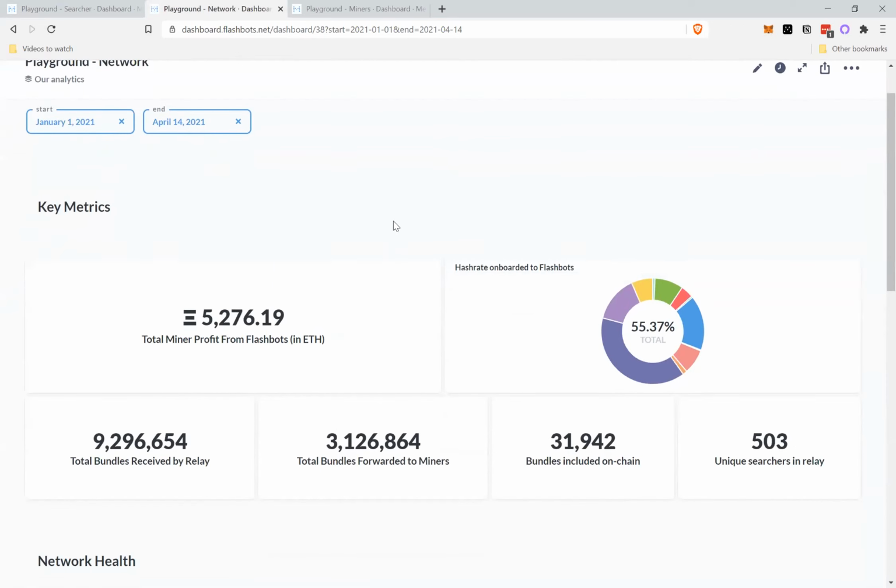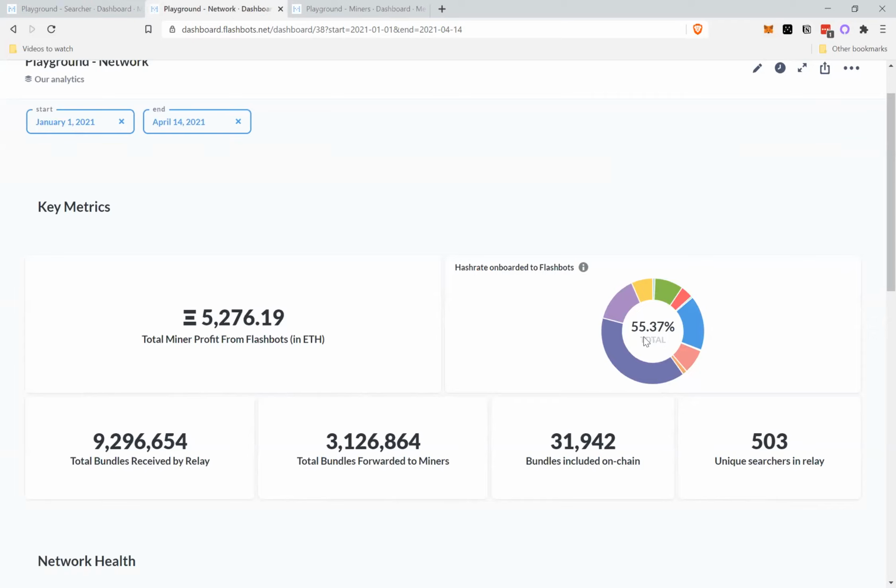So in total, miners have profited 5,276 ETH from running Flashbots. And this metric is what we call realized extracted value, so miner realized extracted value. It takes the total amount of ETH that a miner has received as part of Flashbots, and it subtracts the opportunity cost of the transactions that they would be displacing. So you can think of this as sort of the pure profit that they're making from running Flashbots.